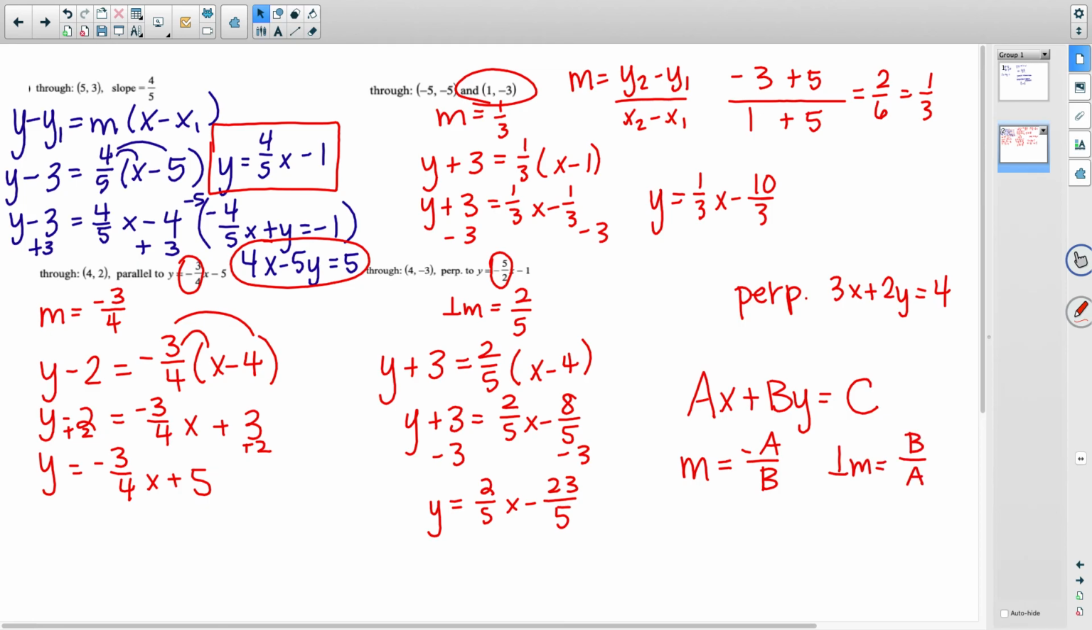So you can either memorize those or you can put it in slope-intercept form and find the slope. So in this case, if it's perpendicular to 3x plus 2y equals 4, then you just do b over a. So your perpendicular slope would be 2 over 3.